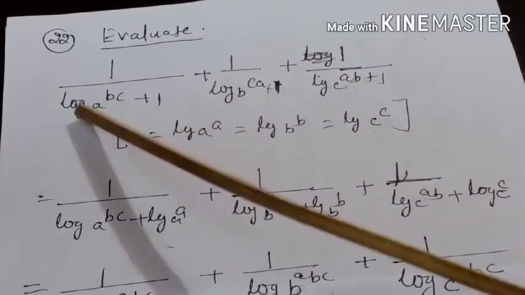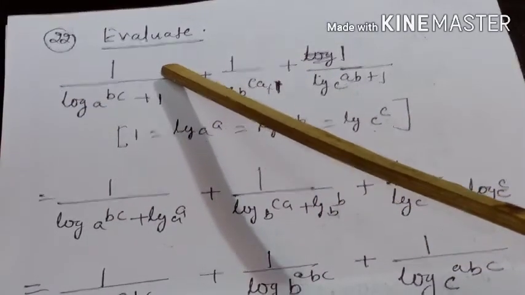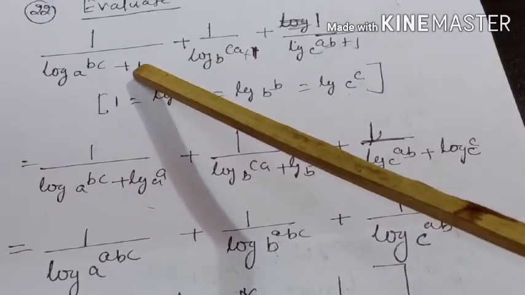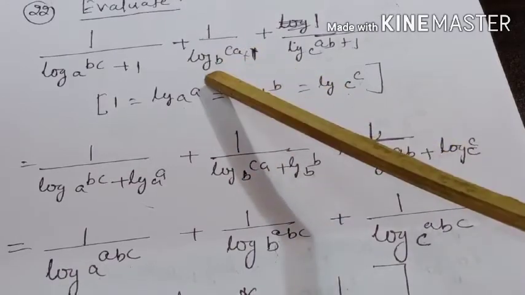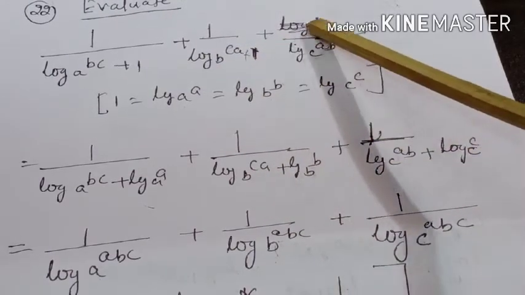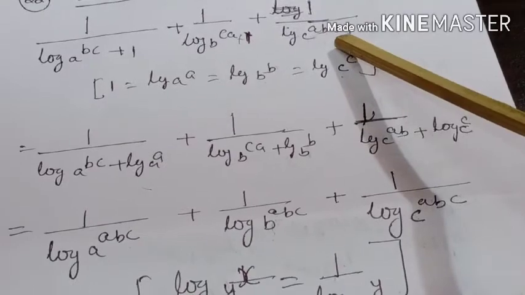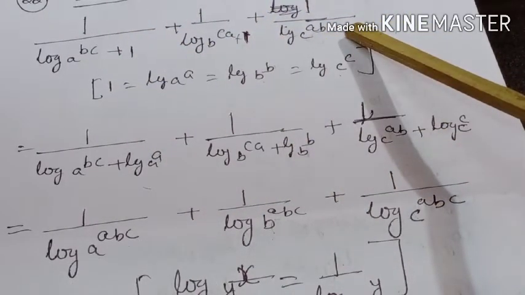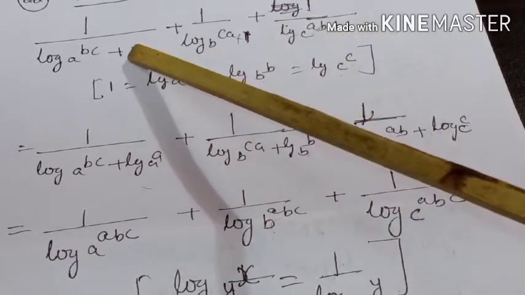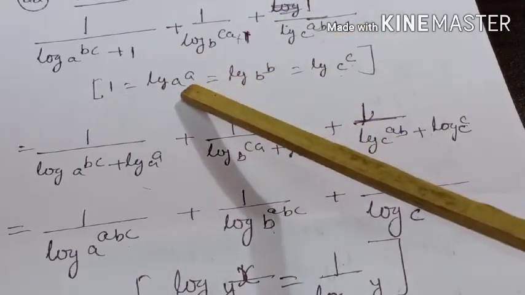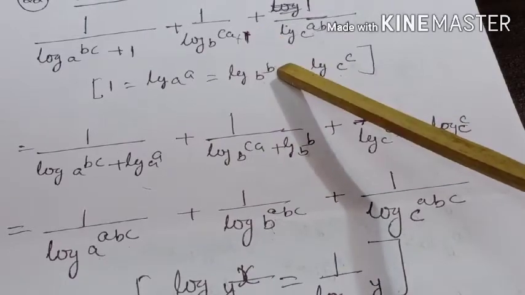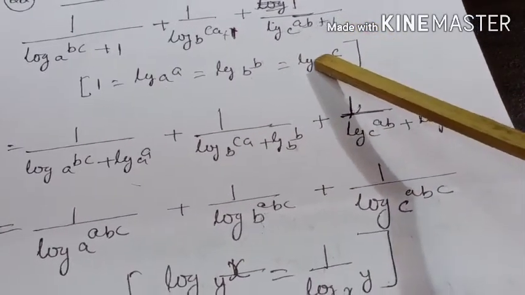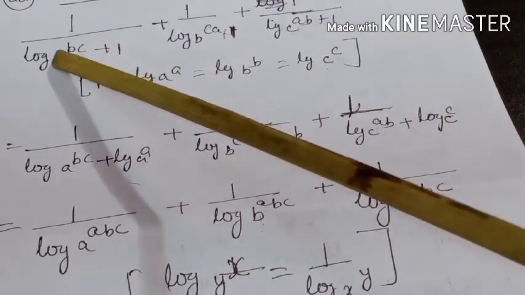We are in question number 22, last question of this exercise. We have to evaluate 1 by log bc to the base a plus 1, plus 1 by log ca to the base b plus 1, plus 1 by log ab to the base c plus 1. For this one we will represent in a different manner. This one will be represented here as log a to the base a. This one will be represented as log b to the base b, and this one will be represented as log c to the base c. Because here is bc, base is a, so we have taken a.